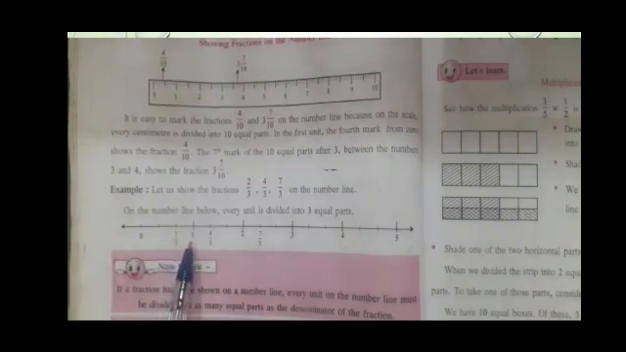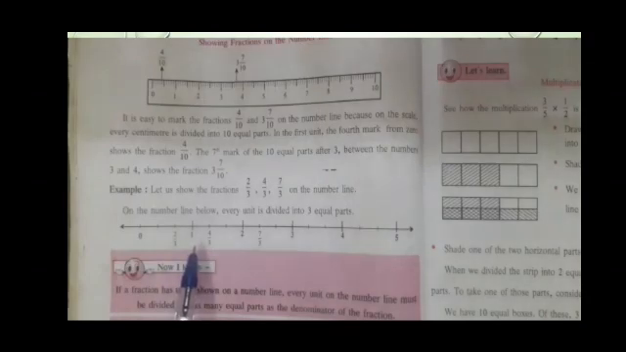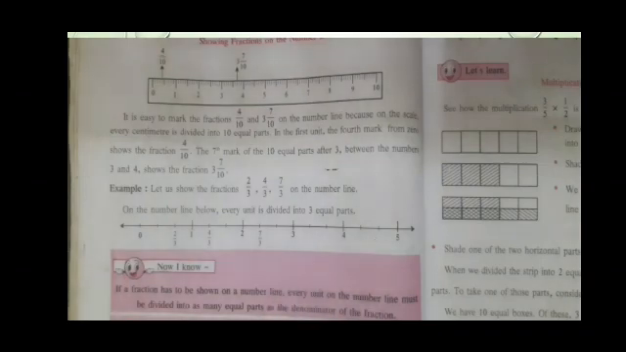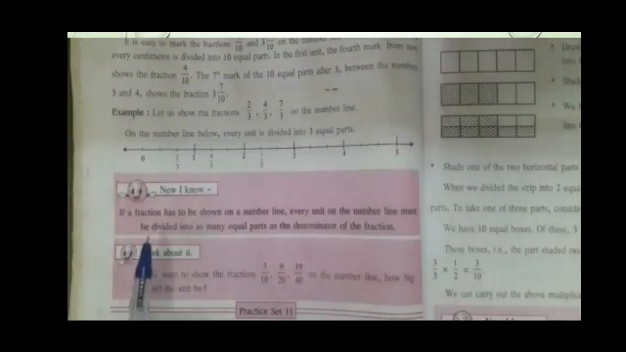After 0, the second mark is 2 upon 3. Your third mark will be number 1, that is 3 upon 3. 3 upon 3 is already 1. Next will be 4 upon 3, 5 upon 3. 6 upon 3 is what? 2. So it is 2. Then 7 upon 3, 8 upon 3. This way you have to mark the numbers on the number line by taking equal number of parts, seeing the denominator. Now we will take one more example after reading this box.